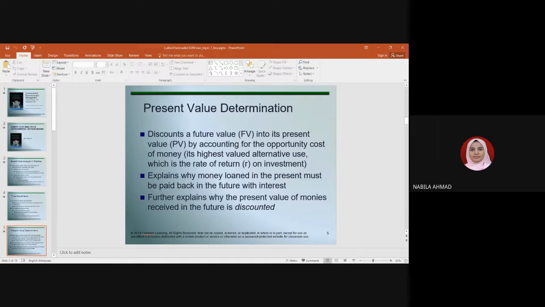So it's actually discount a future value into the present value, by accounting for the opportunity cost of money. Right? So apa opportunity cost kita kat sini? Kalau tak pinjamkan dia duit, kita boleh invest. Okay? So this actually explain why money loan in the present must be paid back in the future with interest, and explain why the present value of money received in the future is discounted.